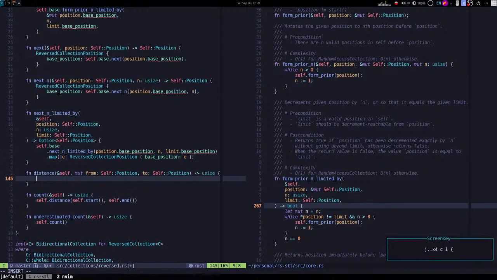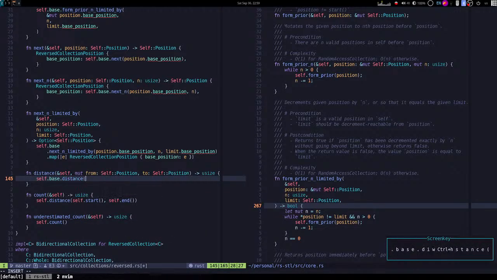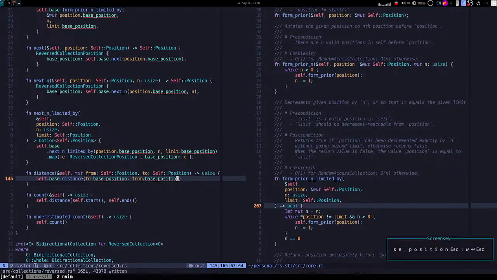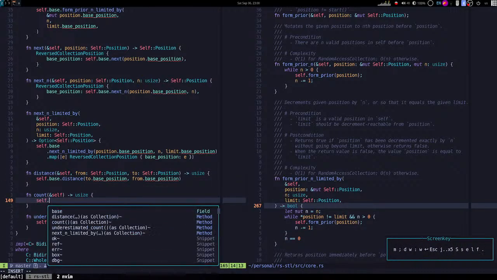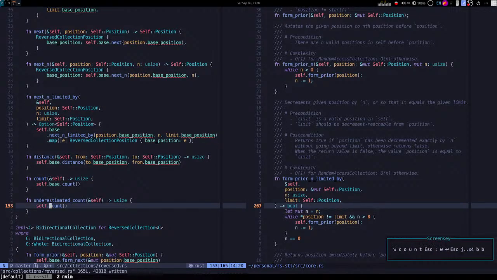Distance, I think so. Distance is nothing but self dot base dot distance from to from. So just the two dot base position to from dot base position, right? And that should give me distance. So self dot base dot count is good enough, and self dot base dot under estimated count is again good enough.